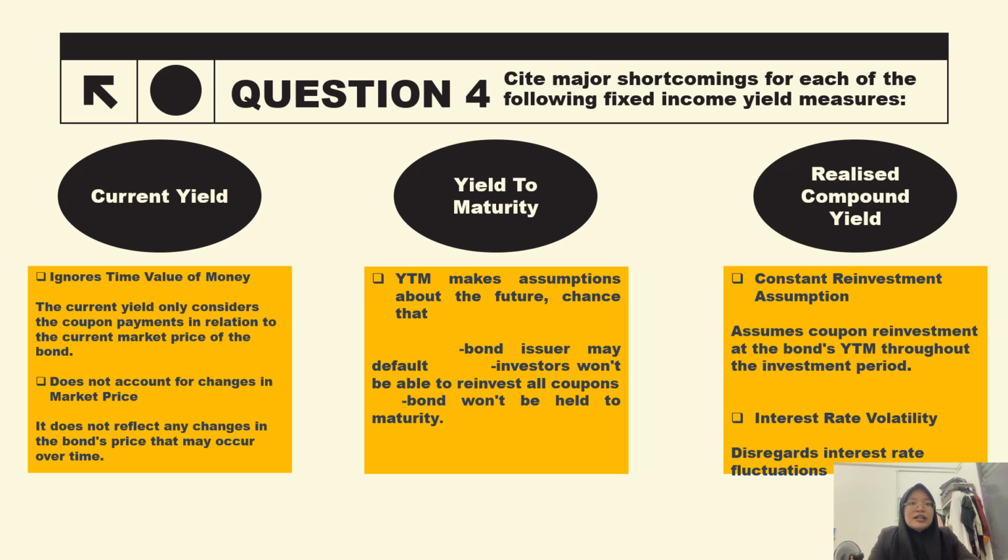The last one is interest rate volatility, which is that realized compound yield does not factor in changes in interest rates over the investment horizon. So fluctuations in the interest rate can impact the reinvestment of coupon payments and the realized yield, also making it less reflective of the true return experienced by the investors.